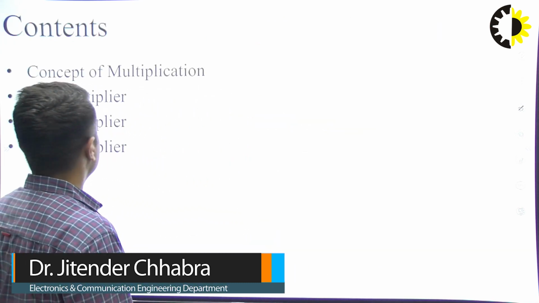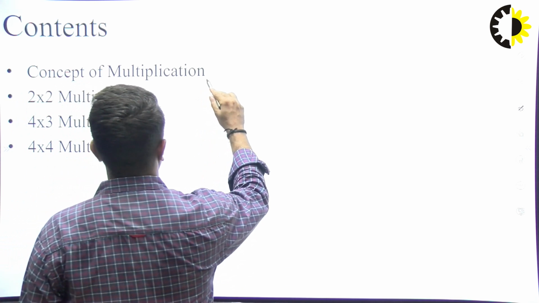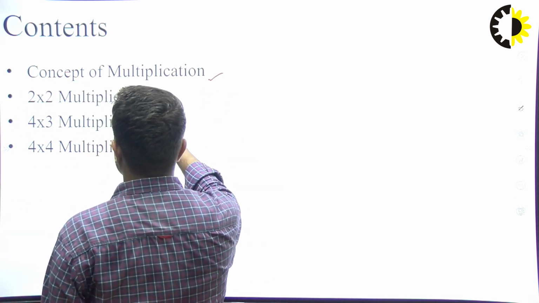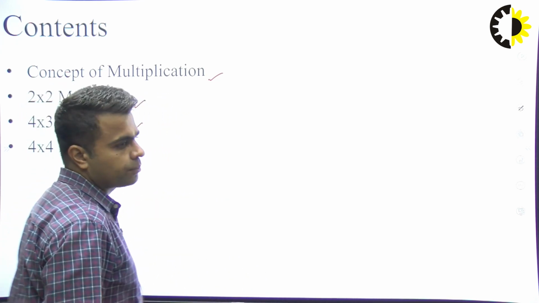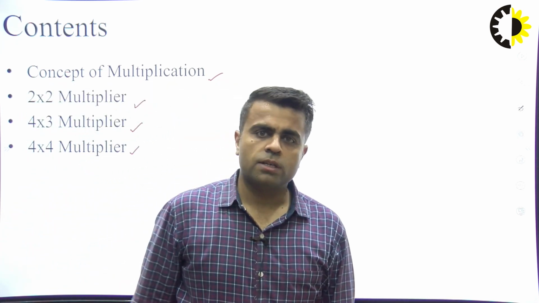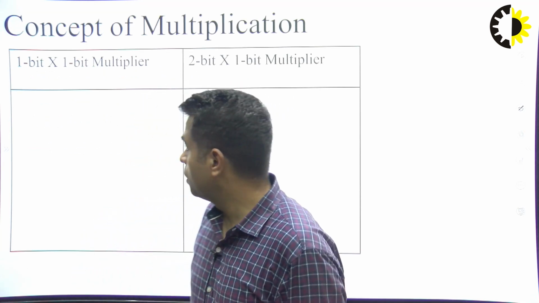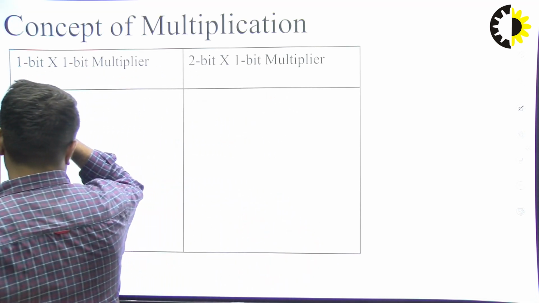So these are the contents: concept of multiplication, and then we will be designing a 2 cross 2 multiplier, 4 cross 3 multiplier and 4 cross 4 multiplier. Okay, so let's start with the concept of multiplication. So 1 bit by 1 bit multiplication.